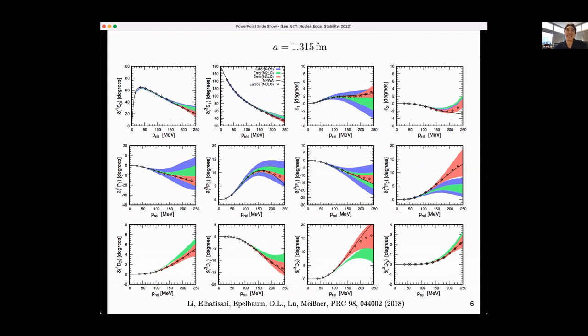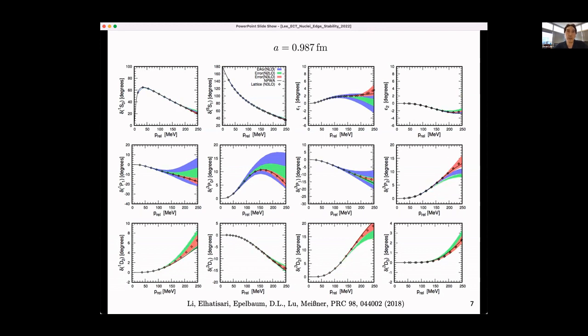So you can see here at next-to-leading order, next-to-next-to-leading order, and N3LO. As you can see, as we go to higher orders, we get a reduction in uncertainties and a better agreement with data. And if we also decrease the lattice spacing a little bit, we get also a slightly better agreement with empirical data.